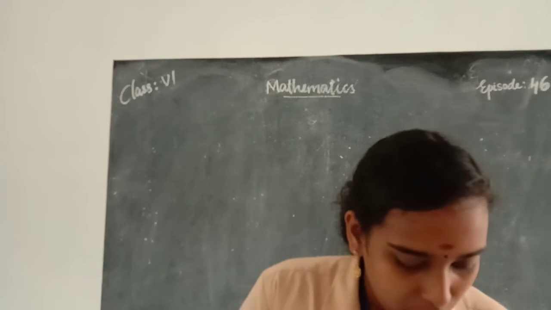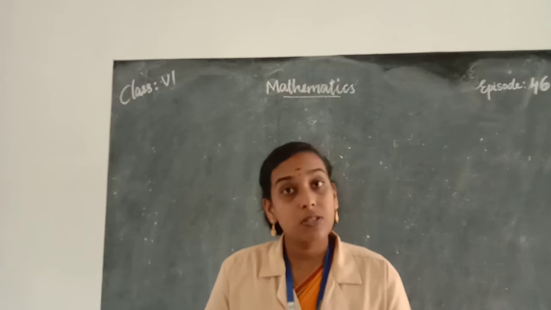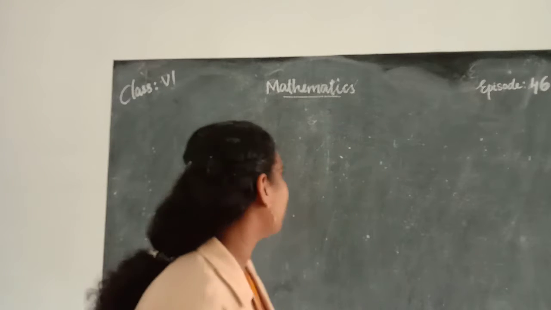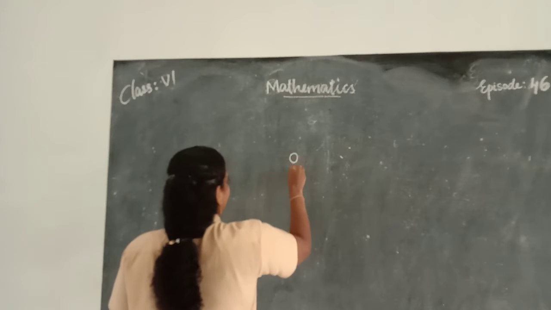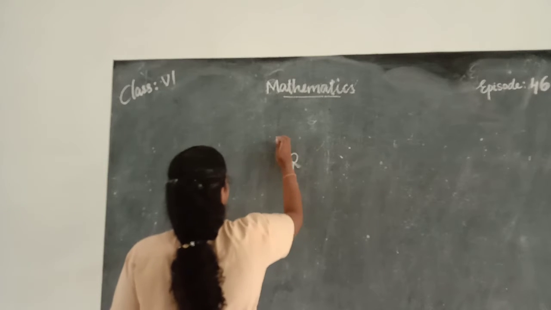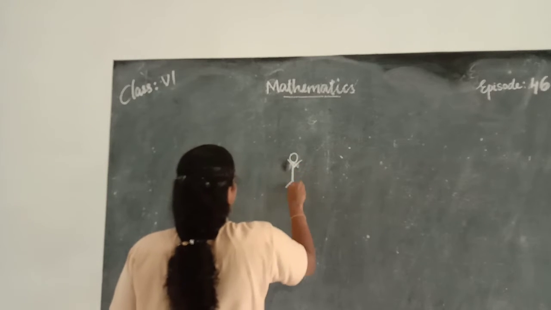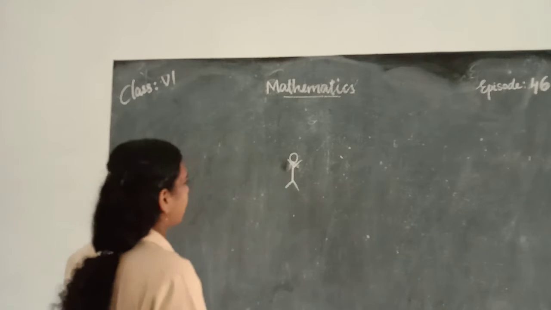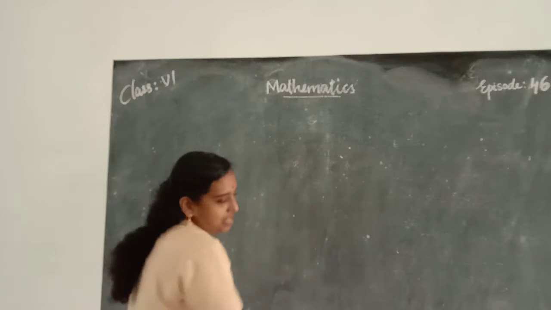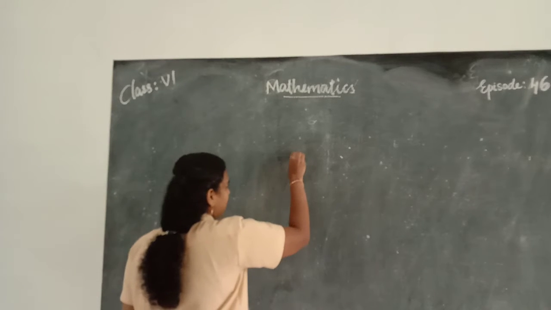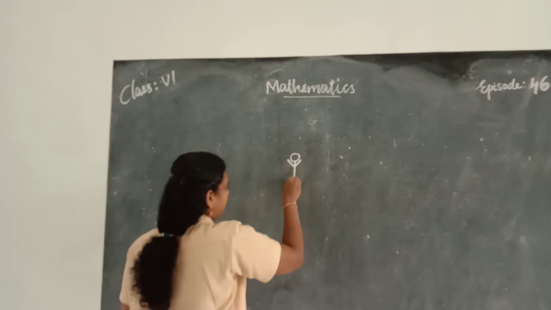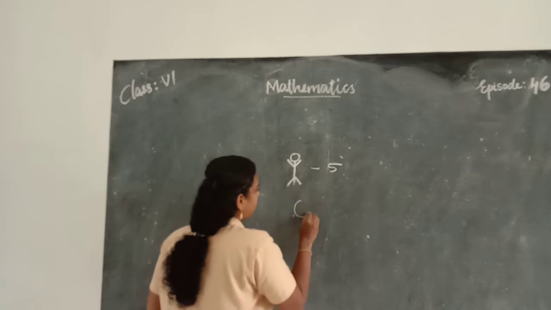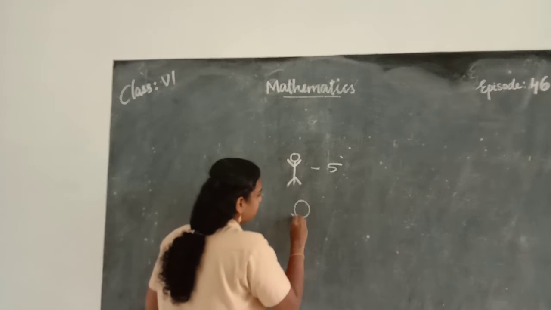For example, we can represent the number of students present in the class using simple symbols like this. We represent each of the students in this way. This figure stands for 5 students. Here you can see the head of the student, the body, 2 hands and legs, and it's equal to 5 students.